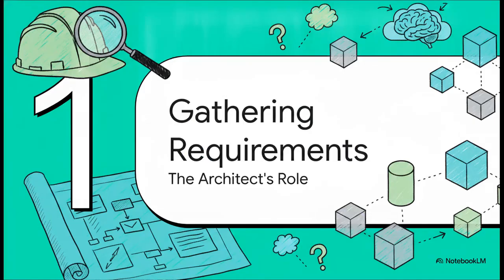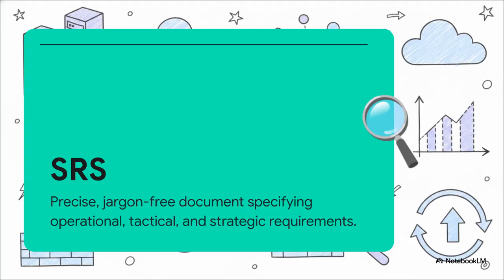Starting with Section 1, gathering system requirements. Let's go ahead and put on our architect hat first. Before a single line of code is written or a single server is bought, we have to gather intelligence. We need to figure out what the organization actually requires. And this brings us to what is arguably the most important and honestly the most difficult task of any systems analyst, developing the System Requirements Specification, or SRS.